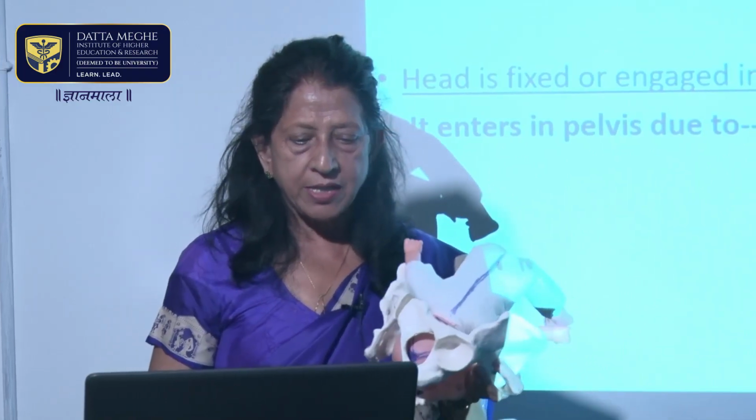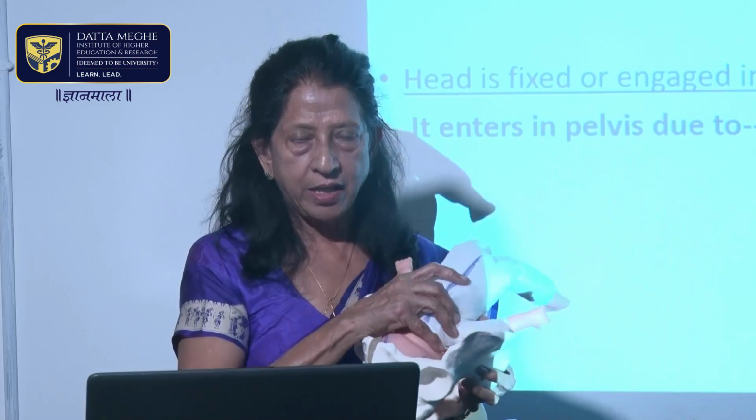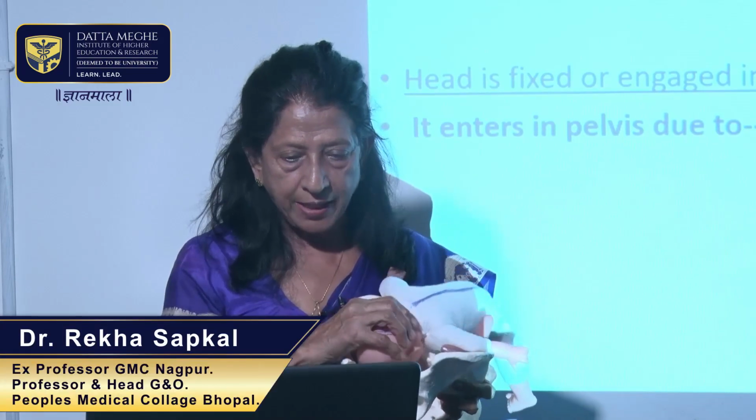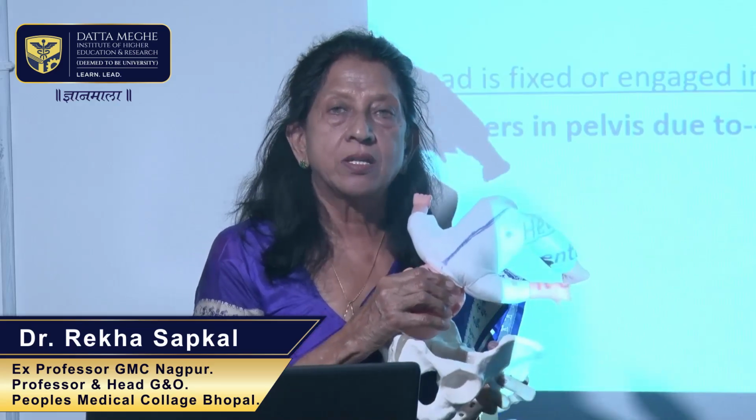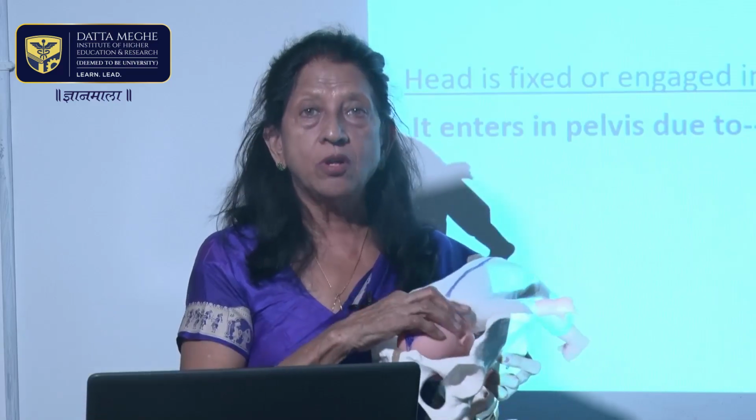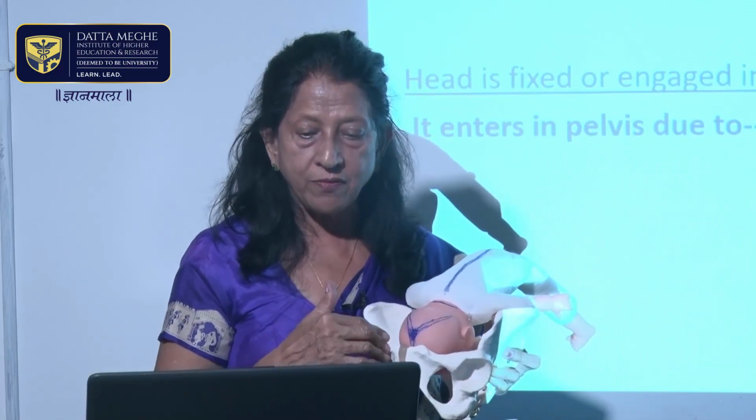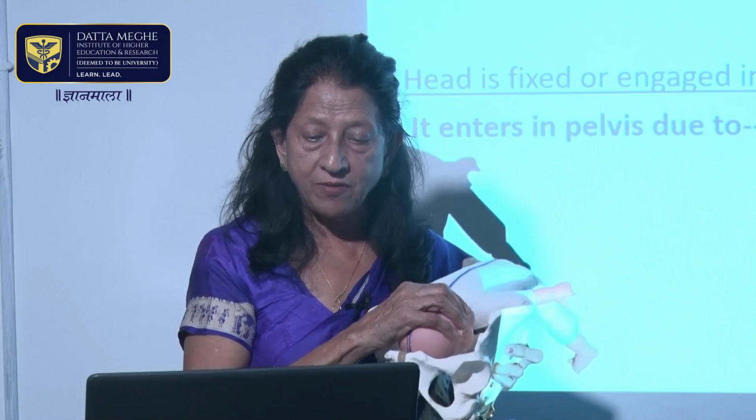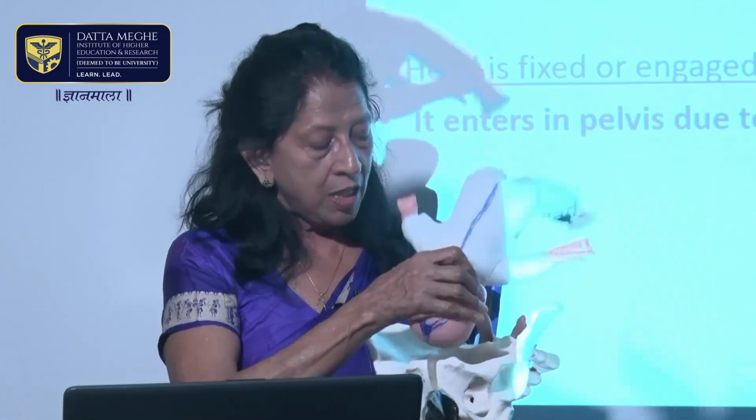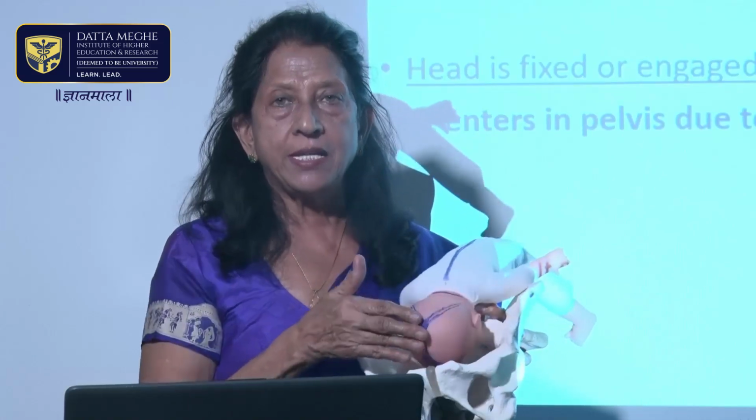First we try to understand what is a fixed head and what is a floating head. Why does the head get fixed? At term in primi, there is good tone of the abdominal muscles. There is one thing which favors entry of the head into the pelvic cavity: the formation of the lower uterine segment.